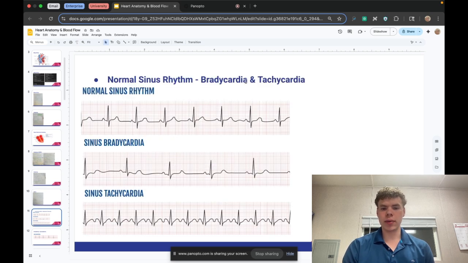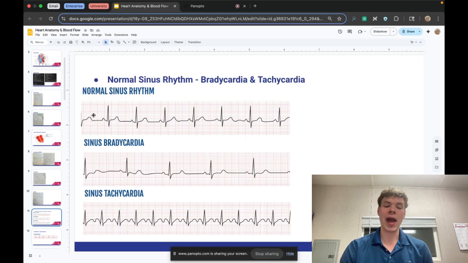So bradycardia means slow heart rate, right? And tachycardia means high heart rate. Normal heart rate is 60 to 100 beats per minute. Bradycardia is slow heartbeat, so below 60 beats per minute. And tachycardia is high heartbeat, so above 100 beats per minute. So this is a normal sinus rhythm. It's normal. You have your P waves, you have your QRS, you have your T wave. Your QRS is between 0.08 to 0.12. The R to R is normal. So you know it's a normal sinus rhythm. It's between 60 to 100 beats per minute.